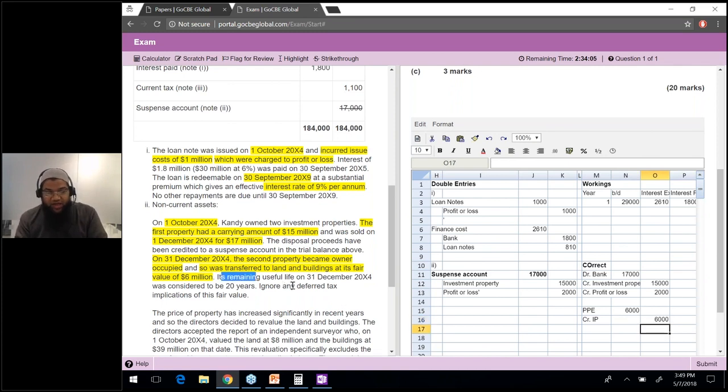Its remaining useful life on 31st December 20x4 was considered to be 20 years. So now we need to depreciate the property over 20 years. Ignore any deferred tax implication on this fair value.